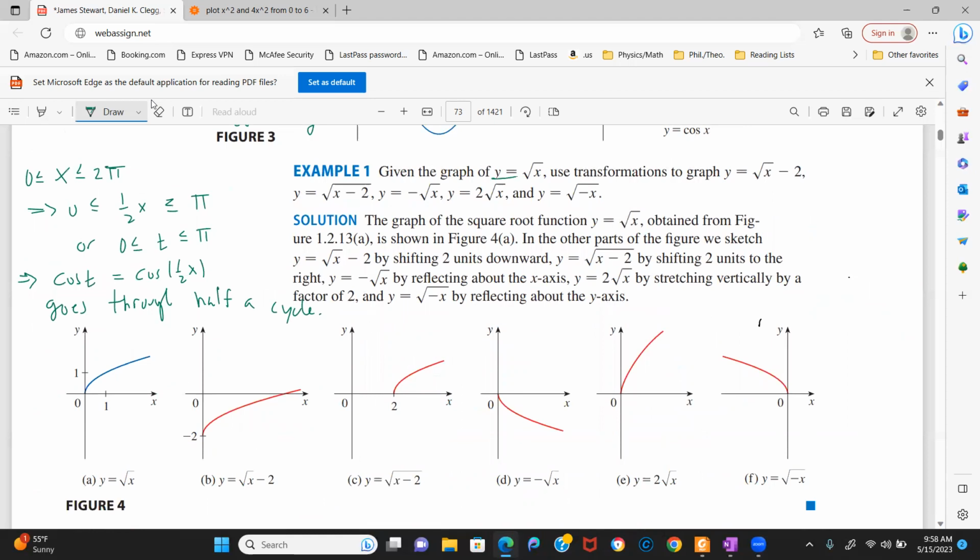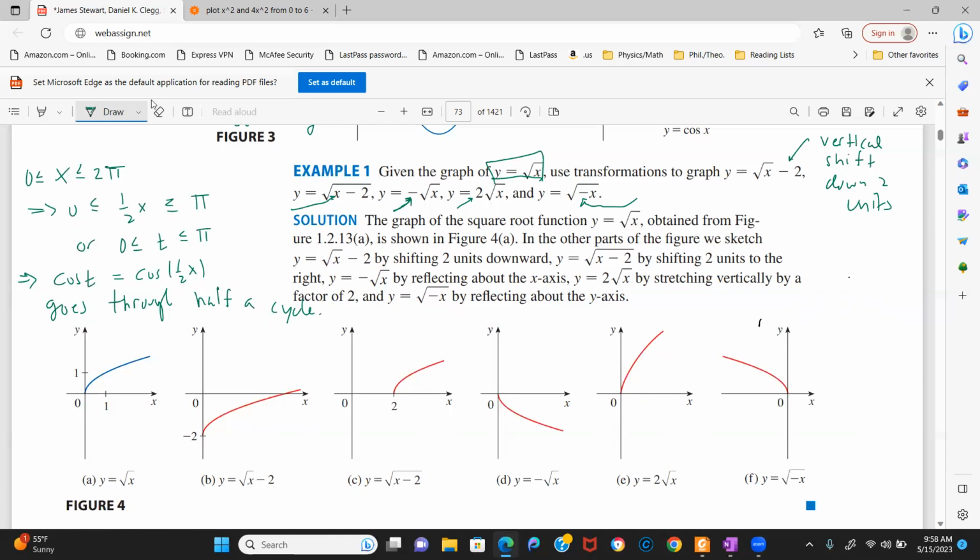So we have this basic square root of x curve right here, and this is going to be a vertical shift downward. So this is down 2 units. This one right here, I won't write it out, but this is a horizontal shift to the right 2 units. This is going to be a reflection. So we have the 2x right here is going to be a vertical stretch. And then the negative x on the inside is also a reflection. But we're going to have different reflections.